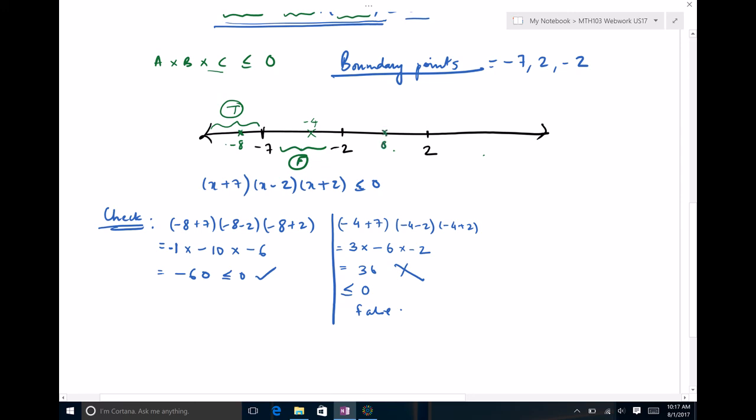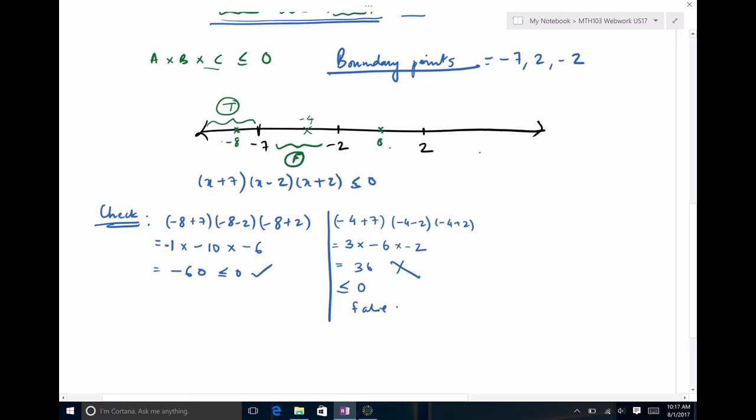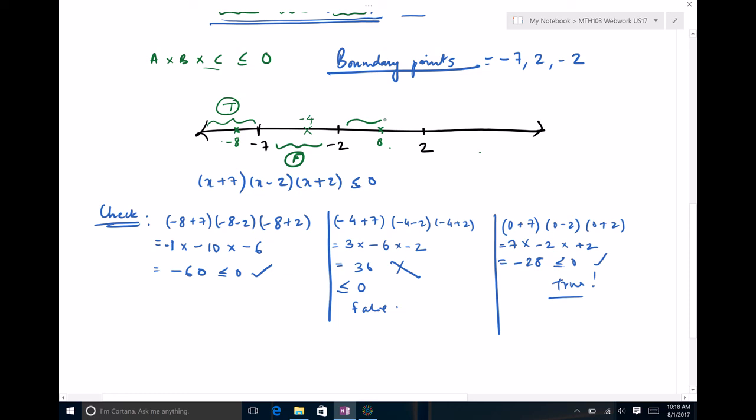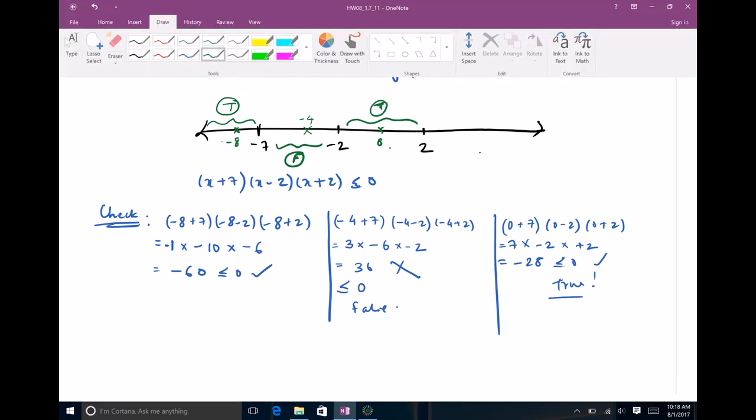Now, if there's 0 in an interval, I prefer picking 0 because it's the easiest number to work with. And so in the third interval, 0 plus 7 times 0 minus 2 times 0 plus 2 is 7 times negative 2 times positive 2, which is equal to negative 28, which is less than or equal to 0, is true. So that means that I can mark off the third interval as being a true statement in this interval.